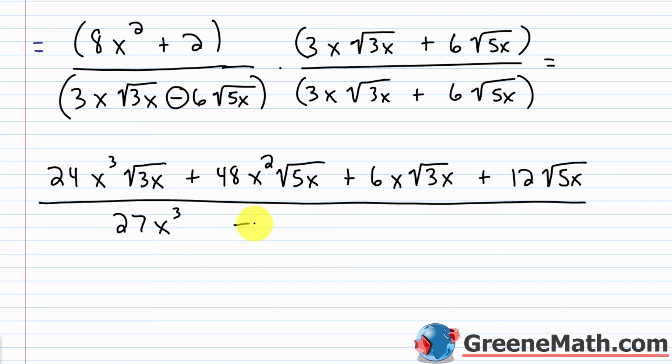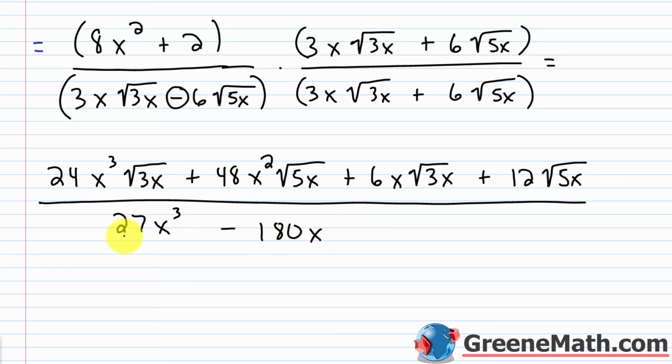Then minus. From the second guy squared, 6 squared is 36. And then the square root of 5x squared would just be 5x. So 36 times 5 is 180. So we'll put minus 180 and then times x.